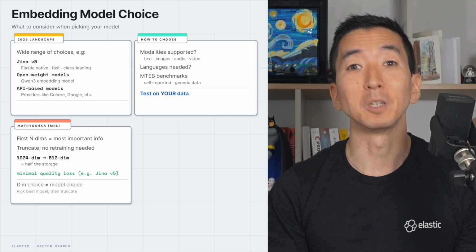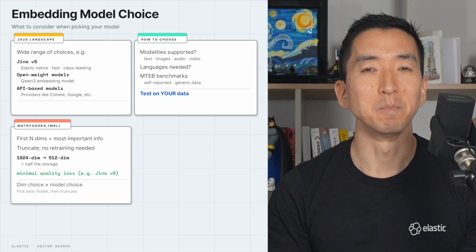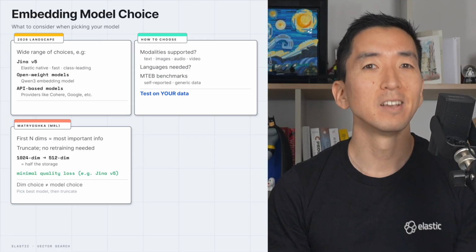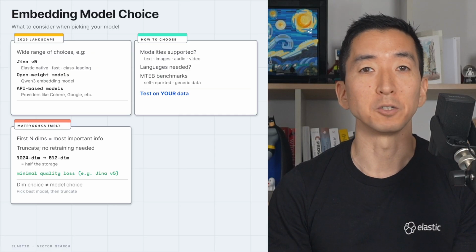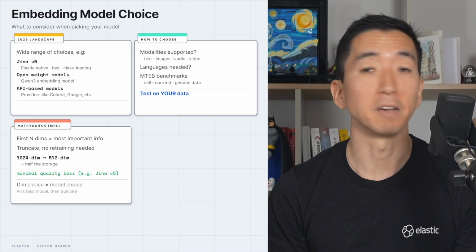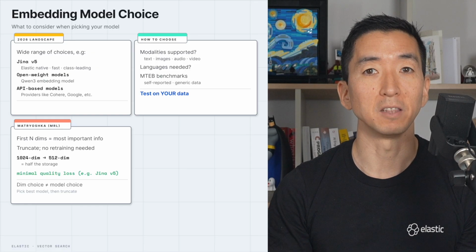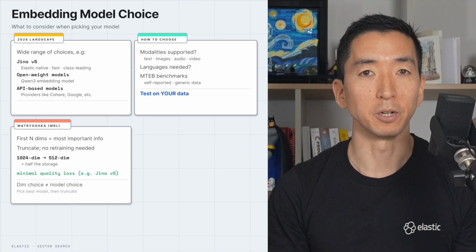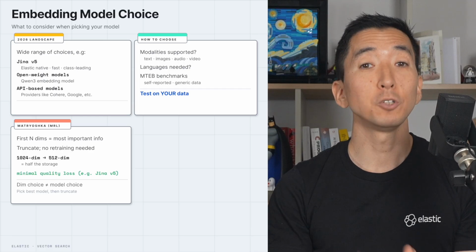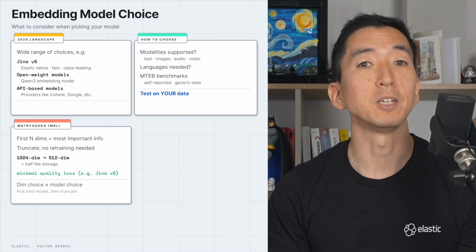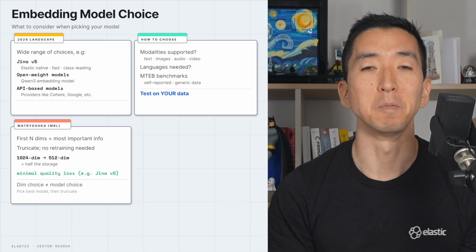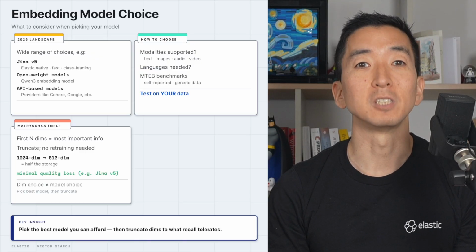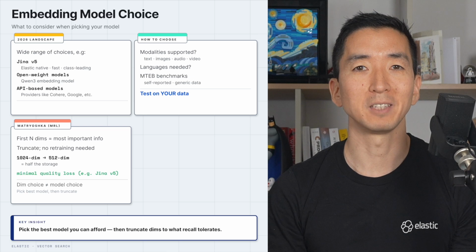Beyond the model itself, there's a powerful trick called Matryoshka representation learning. It trains the model so that the first n dimensions carry the most important information, so you can just chop off the rest at the end. Starting from a 1024 dimensional vector like that from the Jina v5 text model, you can retain only the first 512 with minimal quality loss while halving your storage needs. Choosing a Matryoshka trained model means dimensional choice is a separate decision from model choice. Pick the best model you can afford and then truncate to the smallest dimension your recall tolerates.